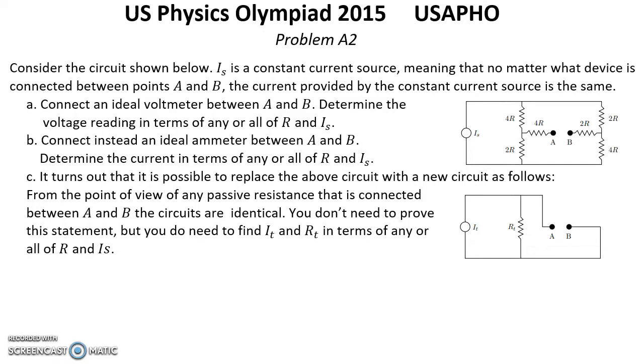Question C. It turns out that it is possible to replace the above circuit with a new circuit as follows. From the point of view of any passive resistance that is connected between A and B, the circuits are identical. You don't need to prove this statement, but you do need to find I_T and R_T in terms of any or all of R and I_S.